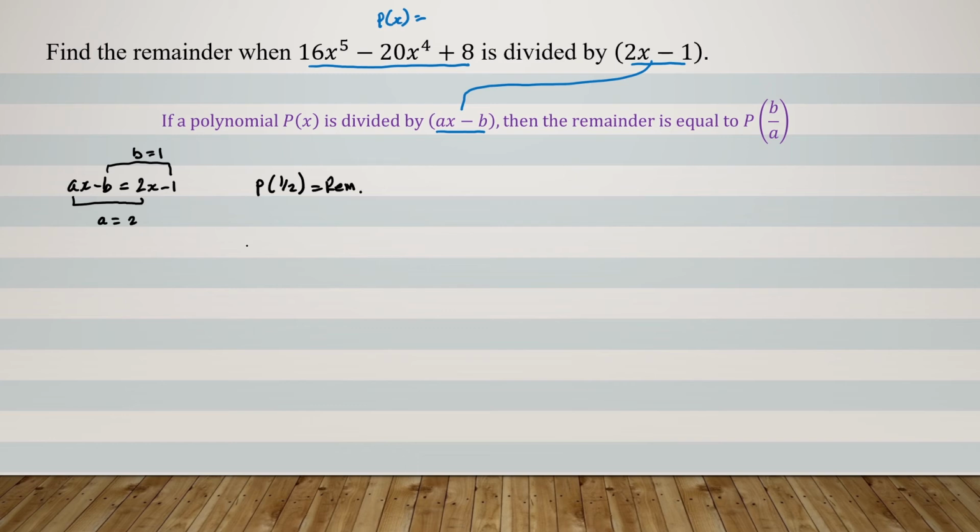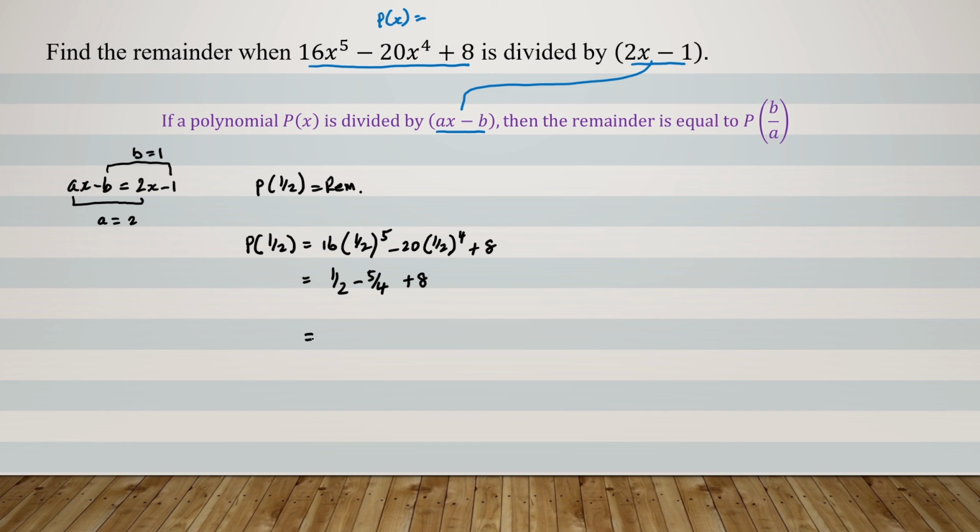So let's put our numbers in. We'll write p(1/2) equals 16 times (1/2)^5 minus 20 times (1/2)^4 plus 8. So reducing that to fractions, we'll have 1/2 minus 5/4 plus 8.